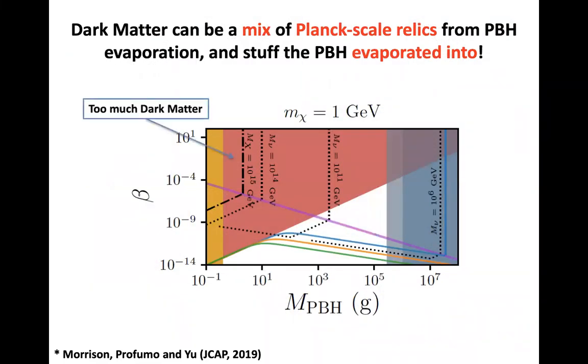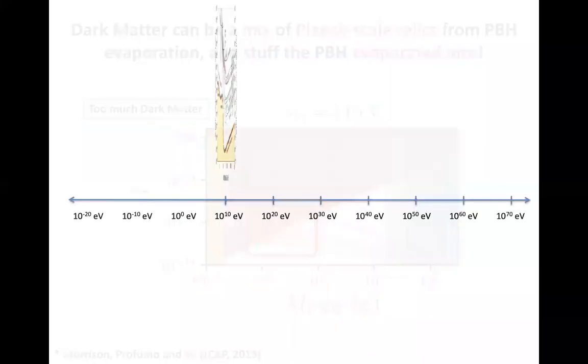have the right amount of dark matter in the form of stuff that you've evaporated into, and or in the form of relics that could get to stability and end evaporation at or around the Planck scale. And so there's a scenario where you can do baryogenesis as well as having a mixed dark matter scenario with relic at the Planck scale right here, plus dark matter that you have evaporated into.